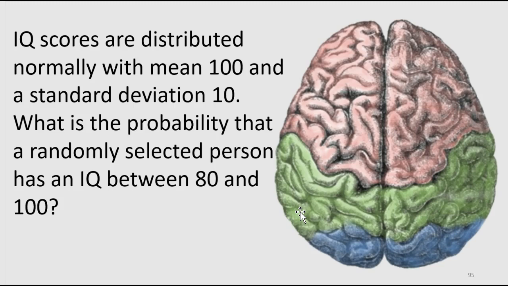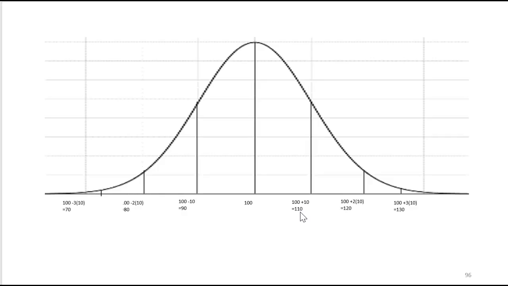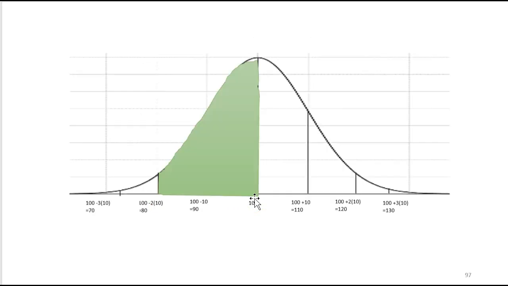Let's look at another example. IQ scores are distributed normally with a mean of 100 and standard deviation of 10. What is the probability that a randomly selected person has an IQ between 80 and 100? Again, we're going to start by drawing that normal curve and labeling our x-axis, the same that we did before. Now, we're going to shade in the area representing the probability that a randomly selected person has an IQ between 80 and 100. So notice here is 80 and here is 100. So here is that shaded region.